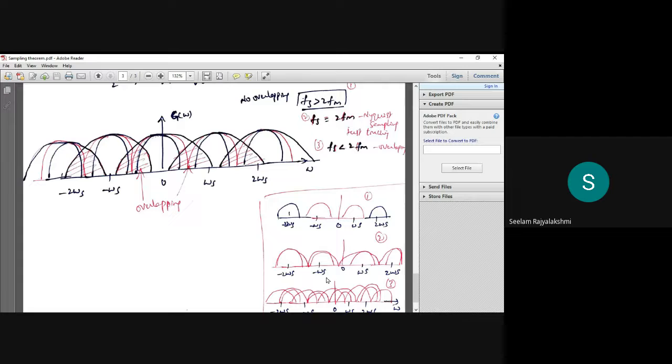So these are the three stages: first not overlapping, then touching, then overlapping. Finally we can observe the region where the overlapping occurs. So this is about the sampling theorem.